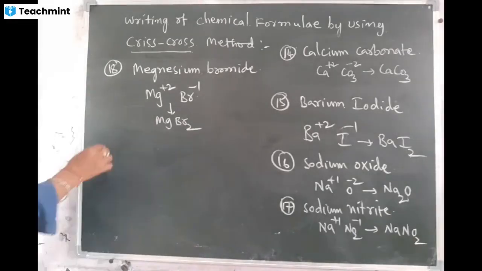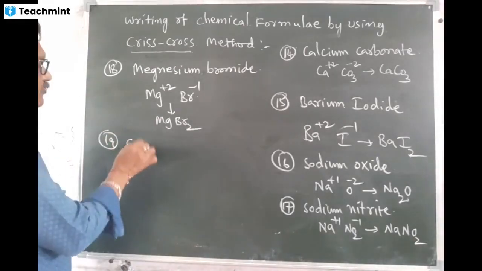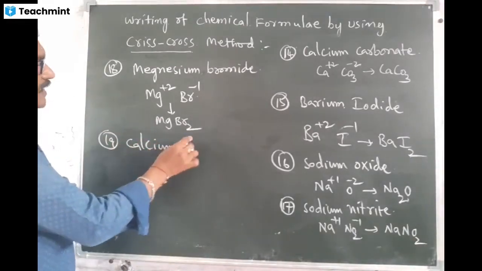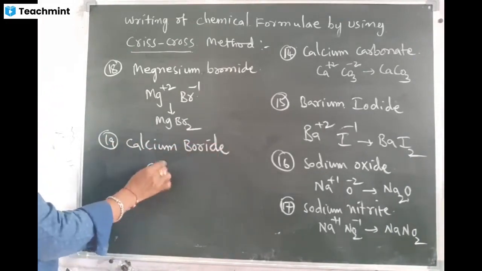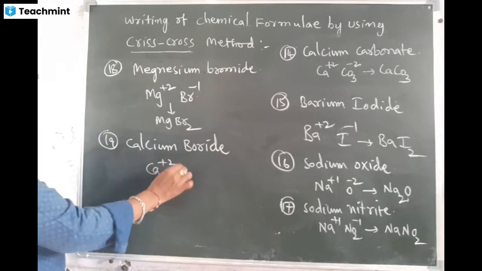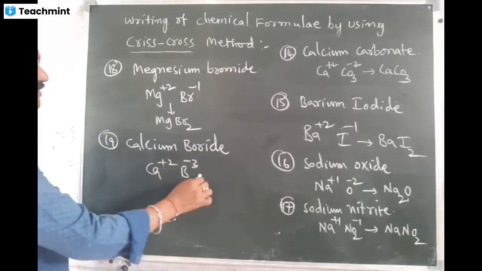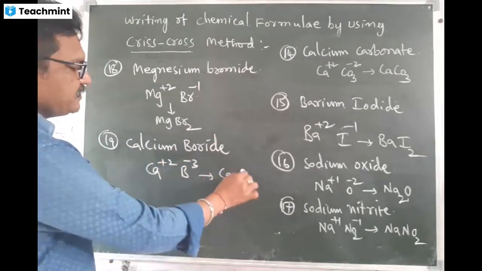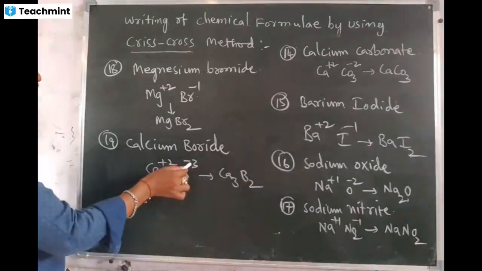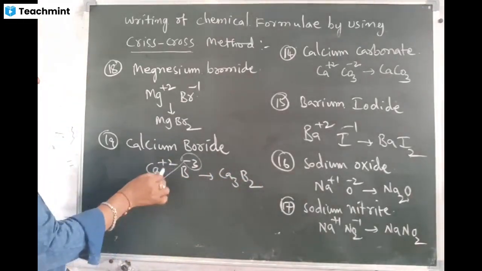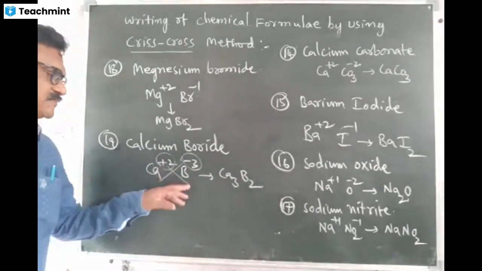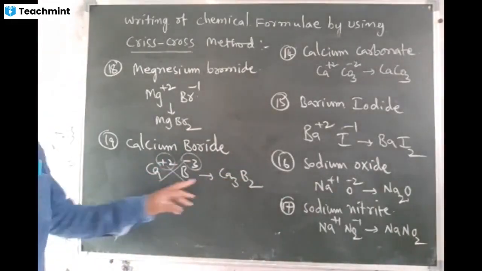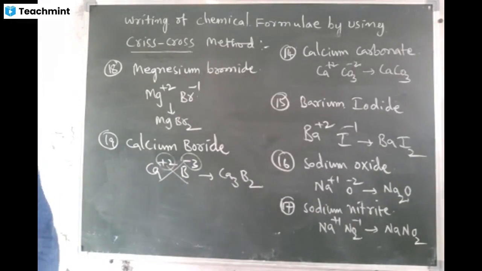Okay. Then you have to write calcium boride. So calcium means Ca plus 2, boride means minus 3. Then the formula becomes Ca3B2. Why? Because you keep this 3 here, and this plus 2 here. Reverse it: write 2 here, write 3 here. Then Ca3B2, calcium boride.